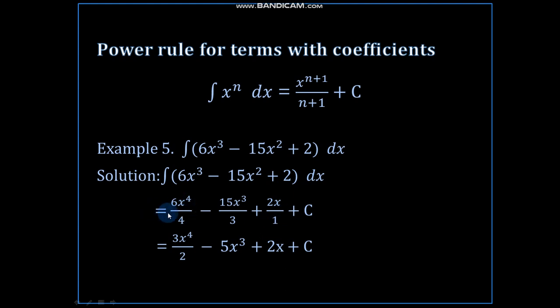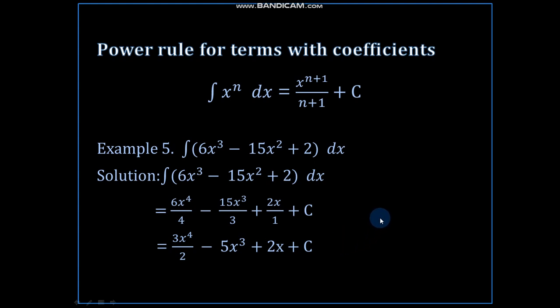And simplifying everything by cancellation, our final answer will be 3x to the 4th over 2, kasi na-cancel yung 2 dyan. And then 5x cubed kasi na-cancel yung 3. Diba? And then yung 2 at 1. So 2x plus c. So this is going to be our final answer.